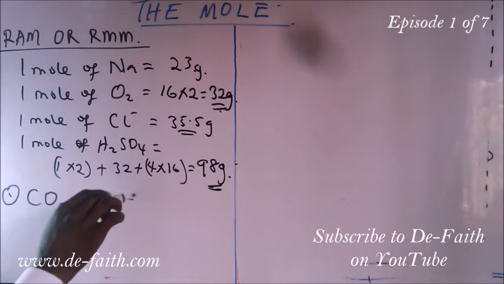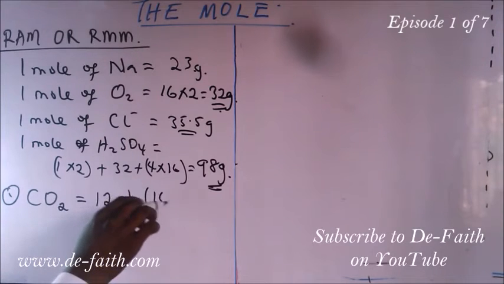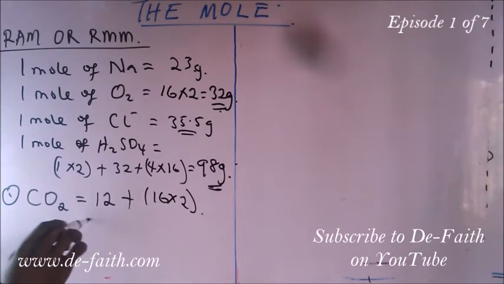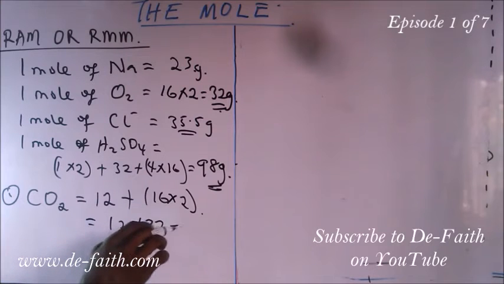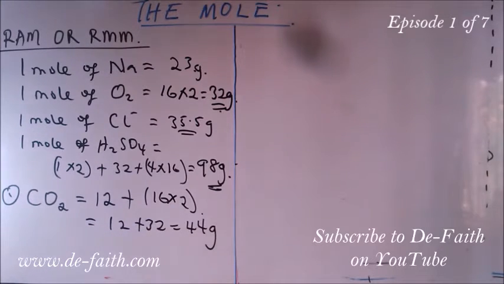Carbon has an atomic mass of 12. Oxygen has 16 multiplied by 2. Right, so we have 12 plus 32, and that is 44 grams. Now all these are per mole.